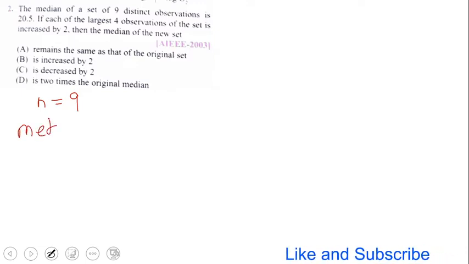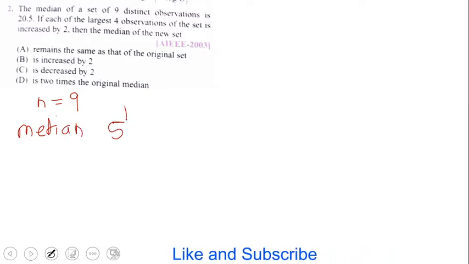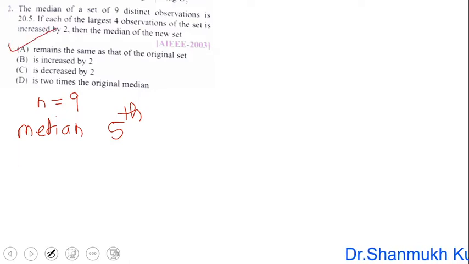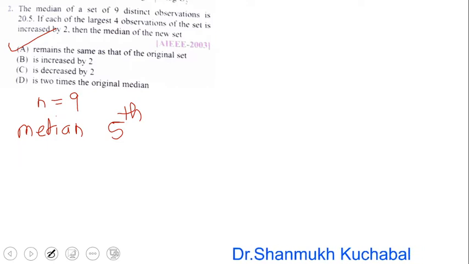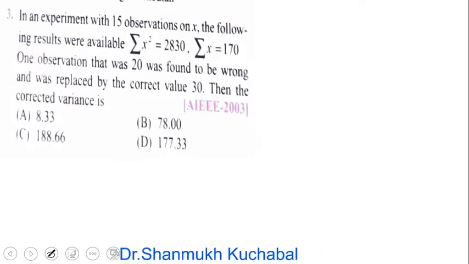Median is the fifth data. When they are arranged in increasing order, the fifth data remains unchanged. So the median remains the same here. Therefore clearly option A is the right answer, it remains the same as that of the original set. Okay, we'll move to the next example.